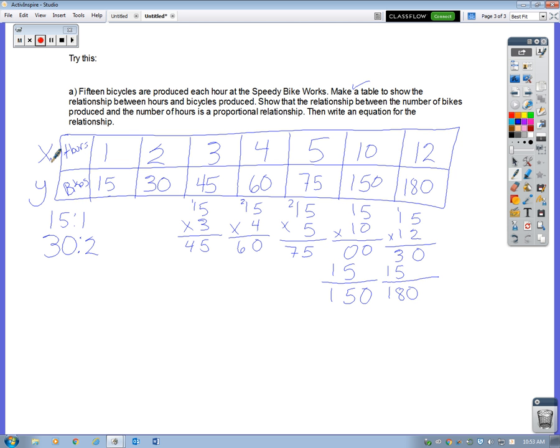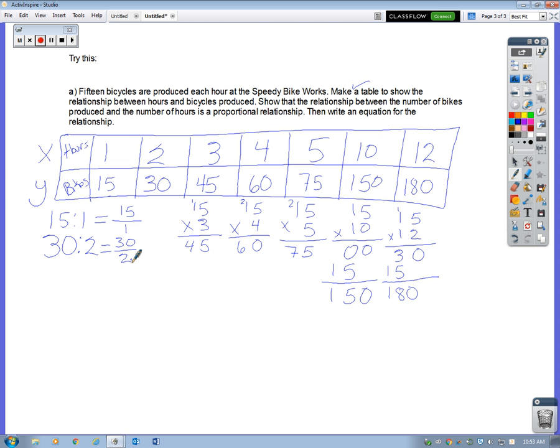Okay? So, now that I've written it as a proportion, this equals 15 over 1 and 30 over 2. All right. So I have shown that we have a proportional relationship because if I have 15 to 1 and 30 to 2, those are equivalent fractions.